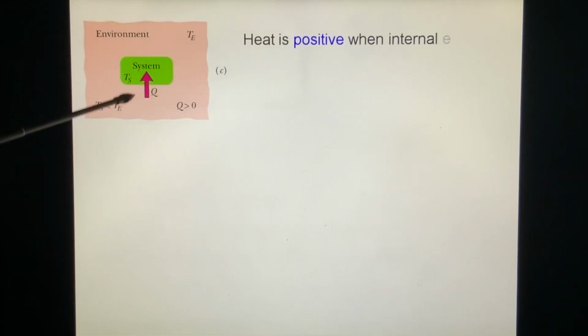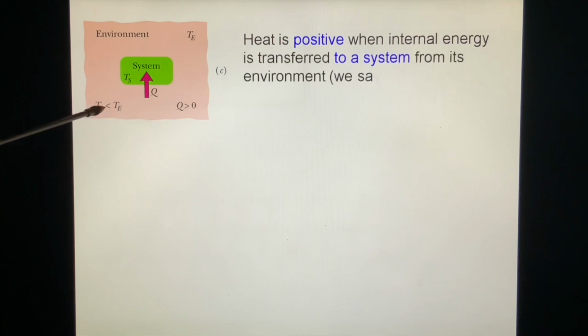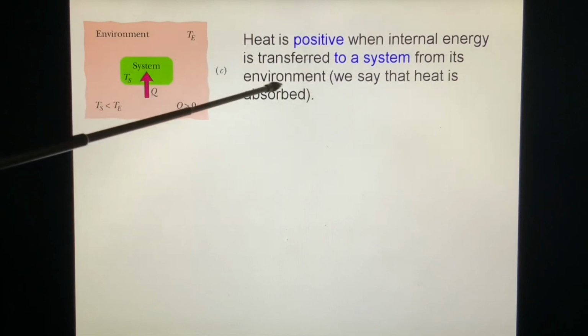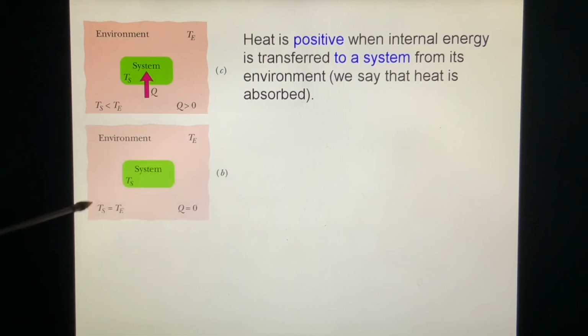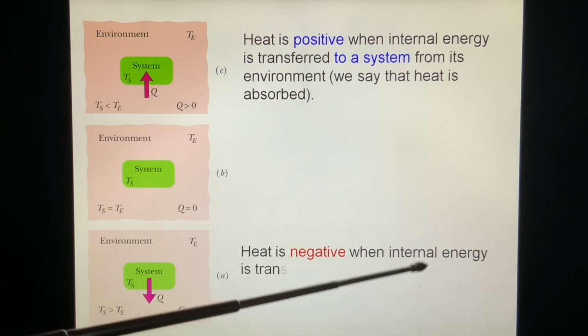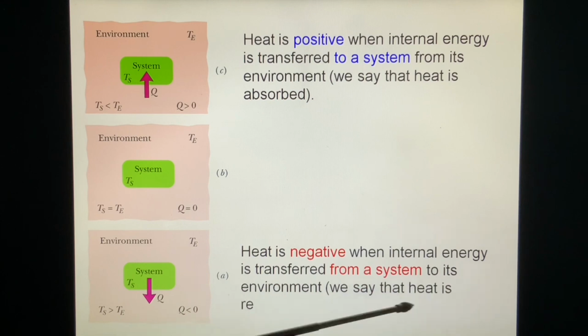Look at this. If T environment is larger than T system, heat is positive when internal energy is transferred to a system from its environment. We say that the heat is absorbed. If T_E is equal to T_S, nothing happens. If T_E is smaller than T_S, heat is negative when internal energy is transferred from the system to its environment. We say that heat is released, lost.